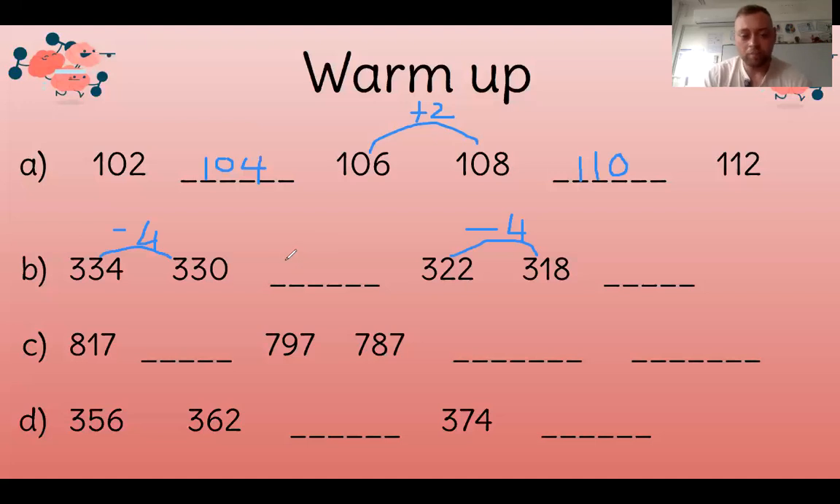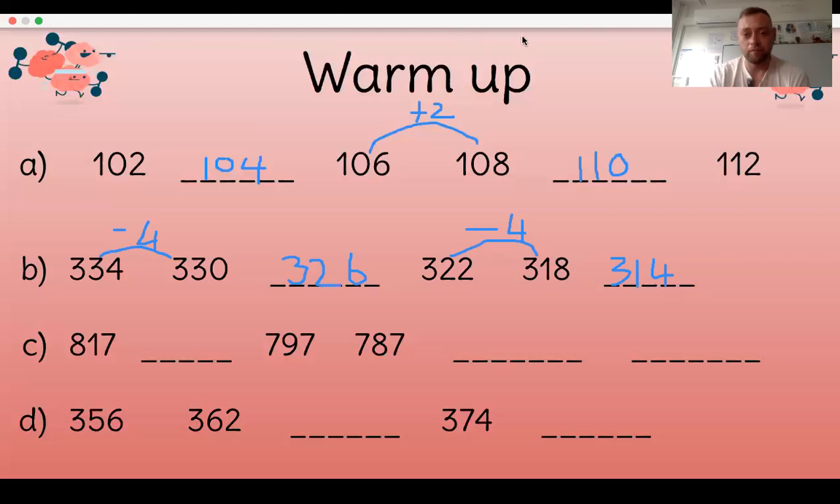So the first one should have been 326, and the second one should have been 318, and we're taking 4 away. Okay, so it's going to be 314. And here I'm taking 4 1s from my 8 1s. Okay, so now it's over to you. Can you do C? Can you do D?